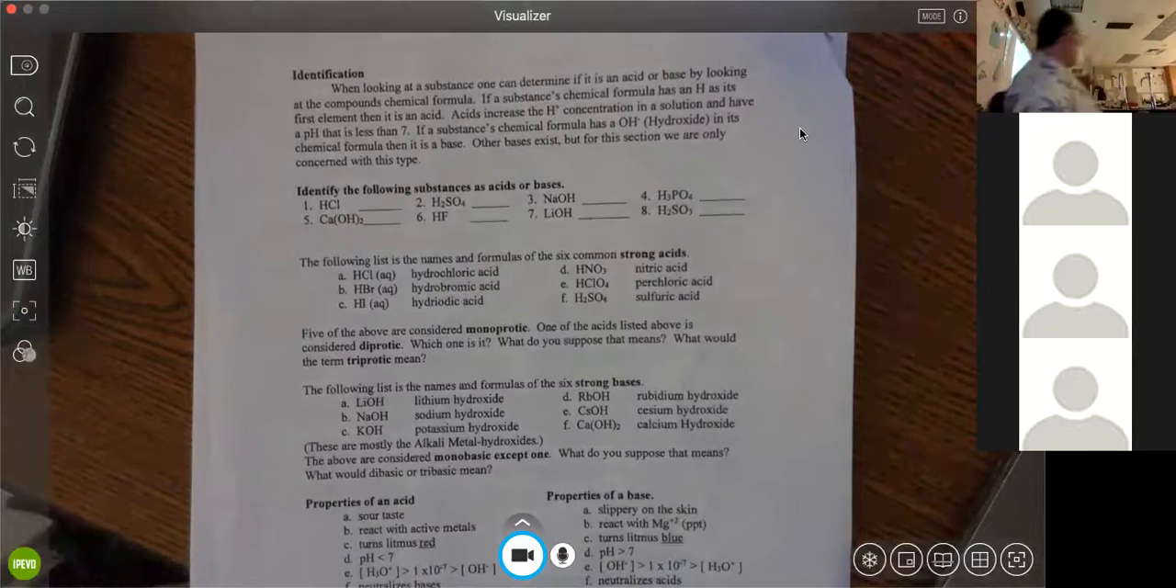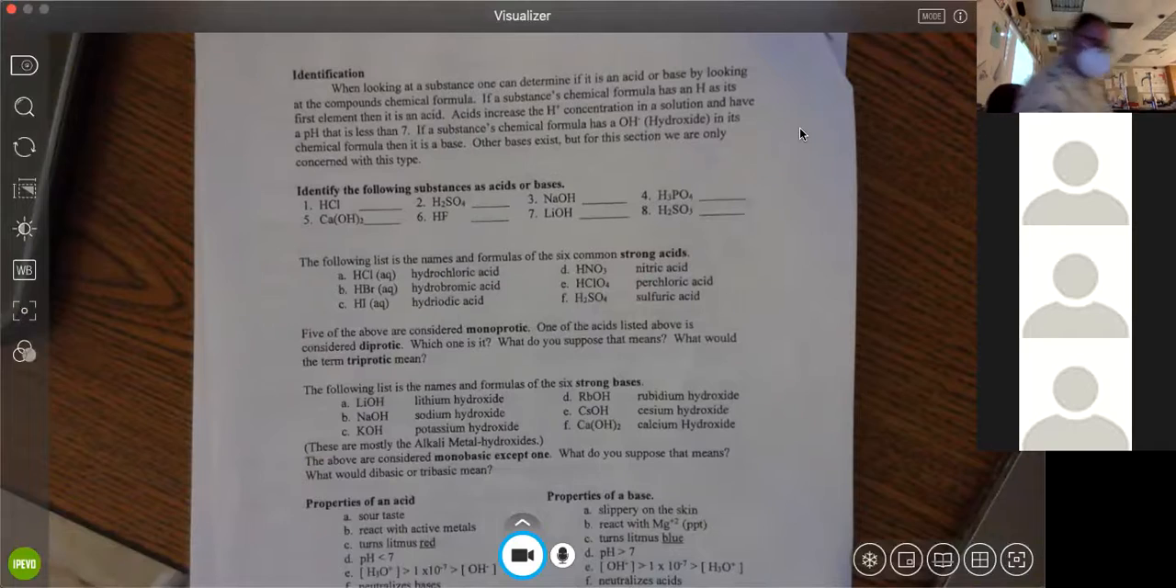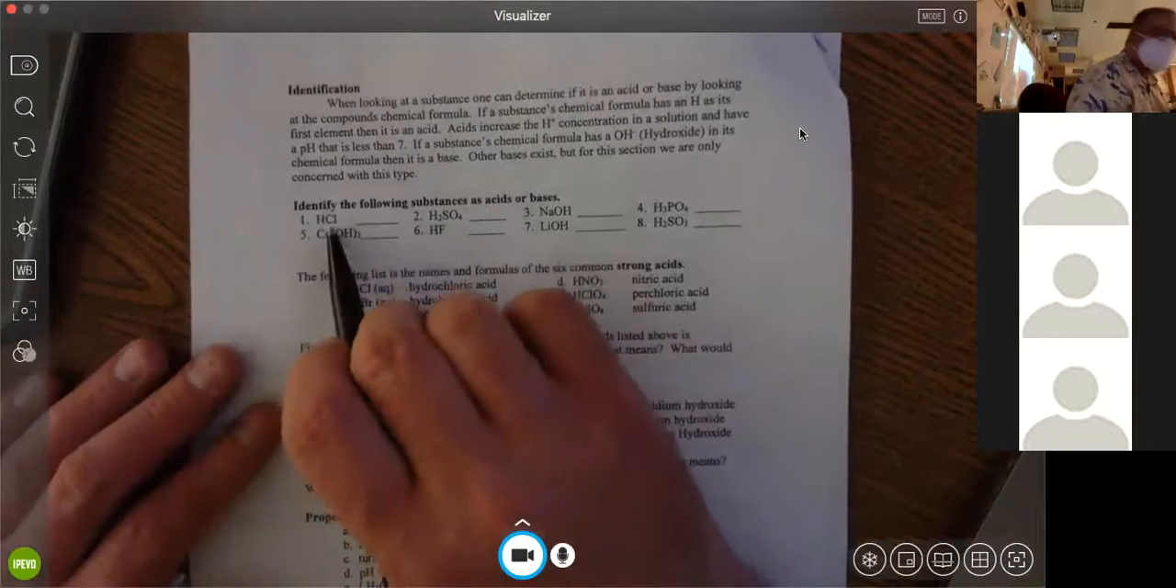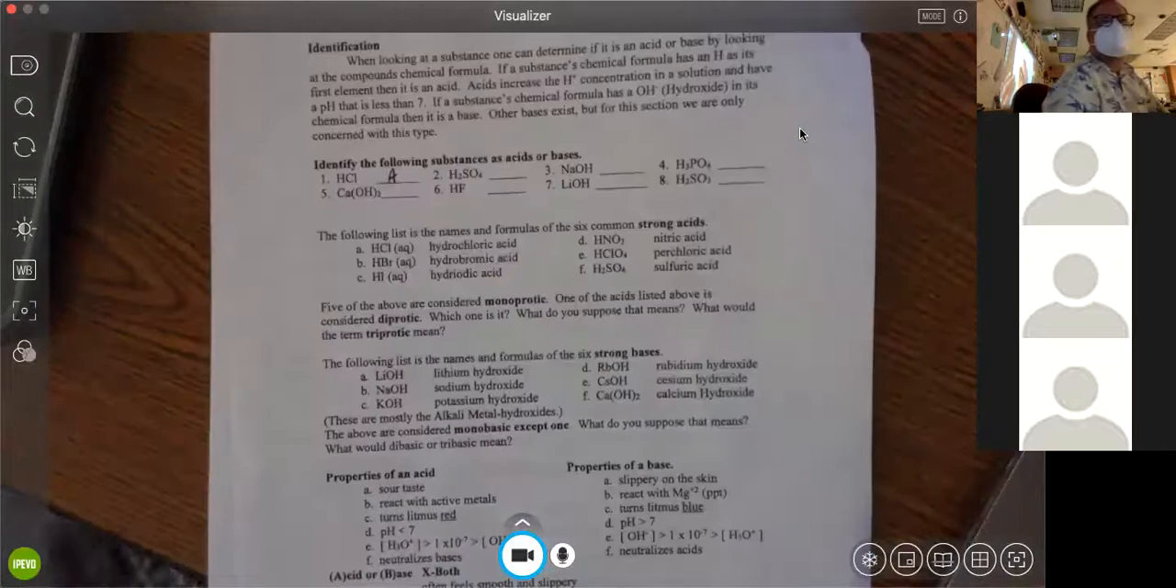pH 7 is neutral. pH less than 7 is something that is acidic, and pH greater than 7 would be something that is basic. Another way to say basic is alkaline. So if we take a look here, HCl, that would be acidic. Its pH is less than 7.